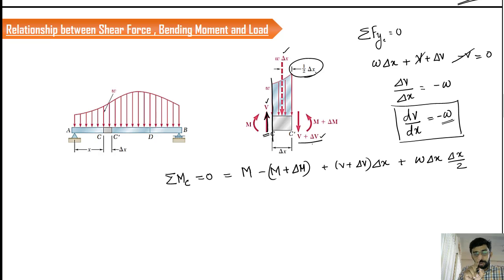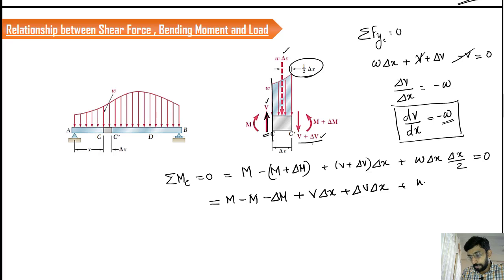That means if you convert the UDL into a point load, the net load W into L will be acting at the midspan of the UDL. So the midspan of this UDL is delta X by 2. So this has to be equal to 0. If you expand this, we can say that M minus (M plus delta M) plus V into delta X plus delta V into delta X plus W into delta X square by 2 equal to 0.